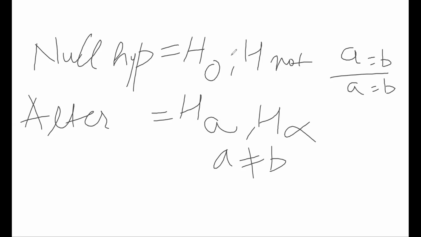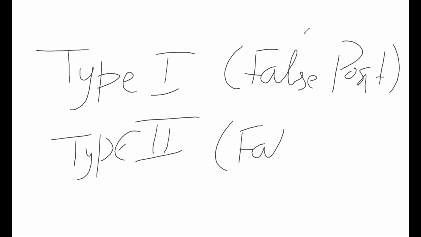Then after null and alternative hypothesis, one more thing is types of errors. Basically there are two main types of errors which we talk about in statistics. One is called type 1 error and the other is called type 2 error. Type 1 is also called false positive, and type 2 is also called false negative. So we will learn the meaning of false positive.